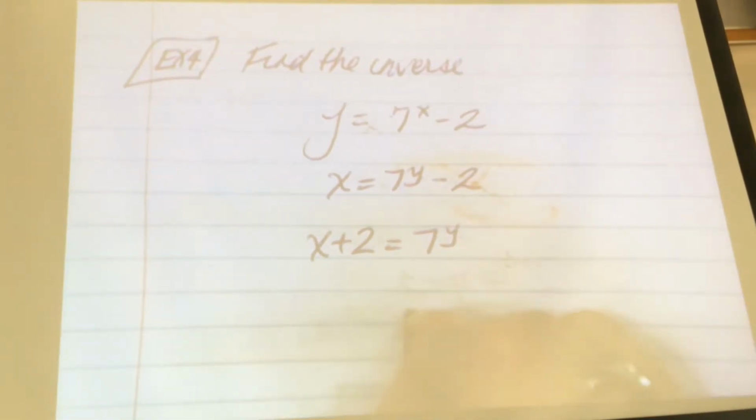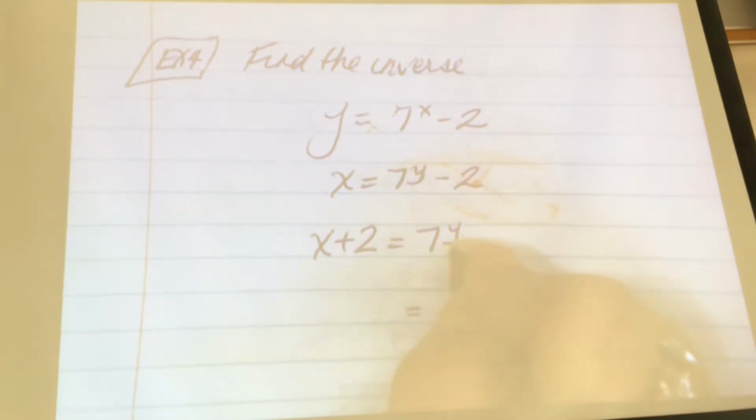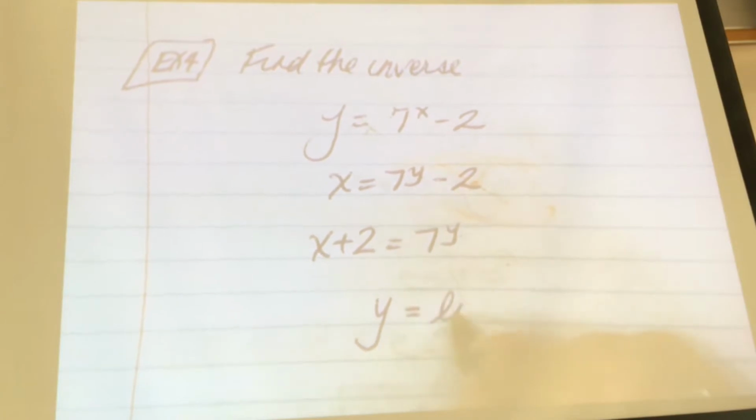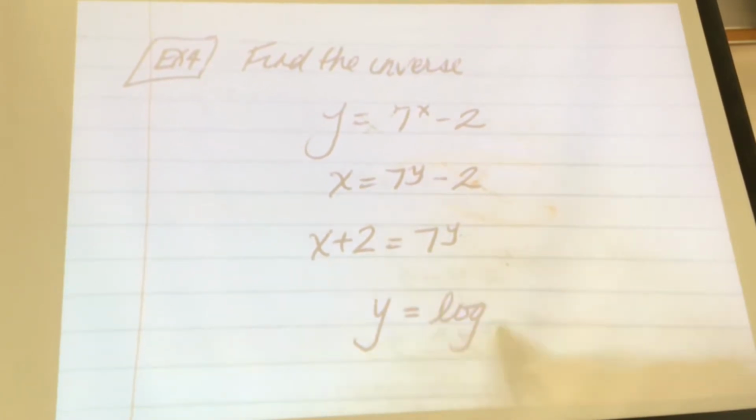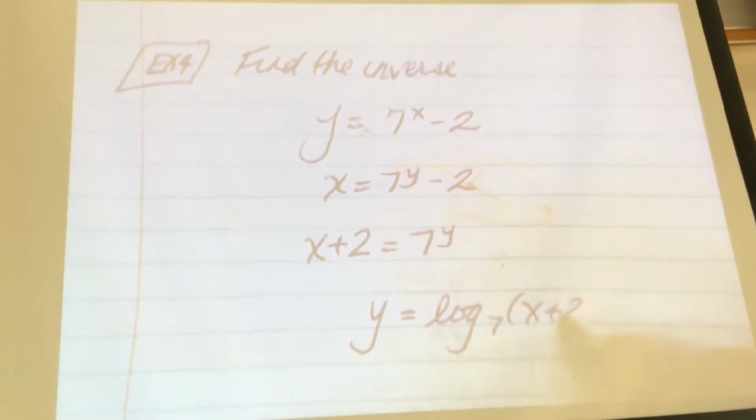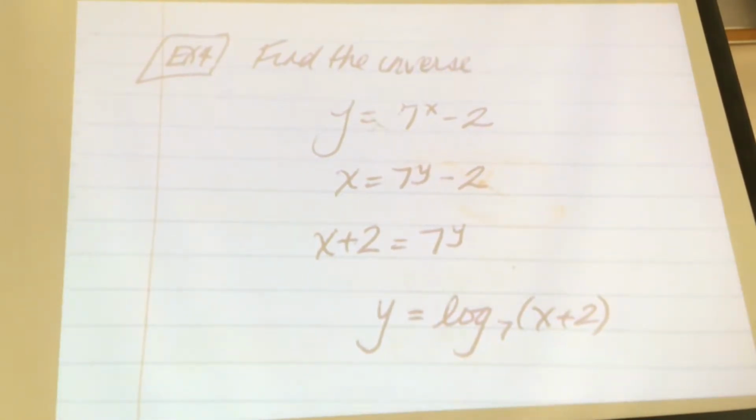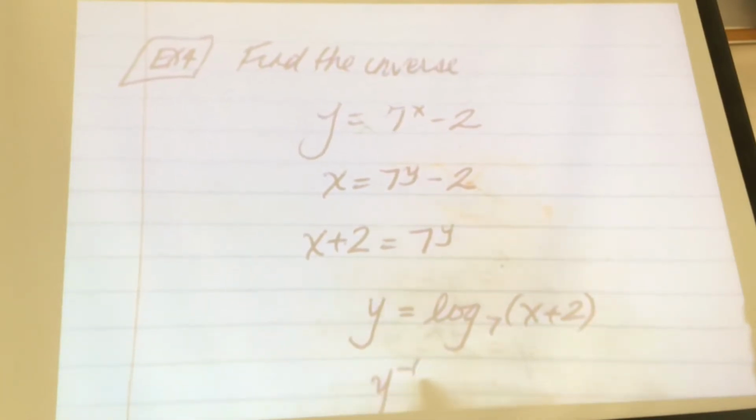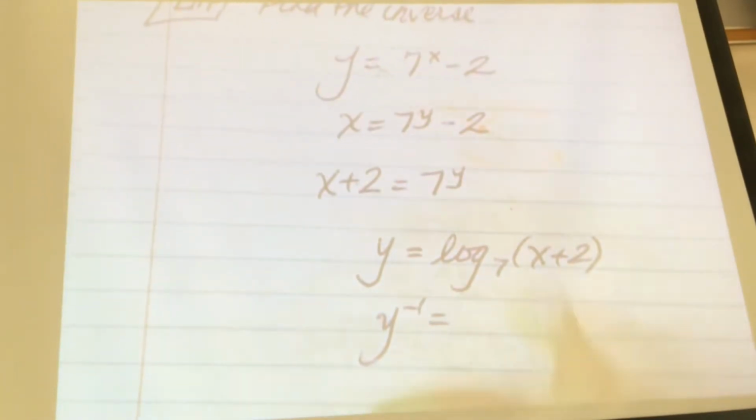So now, the purpose of the log is to solve for the exponent. So you know the exponent was y. You're going to log it up. What was down there was a 7. And what does that equal? X plus 2. Tell people it's the inverse. Don't forget to put that y inverse.